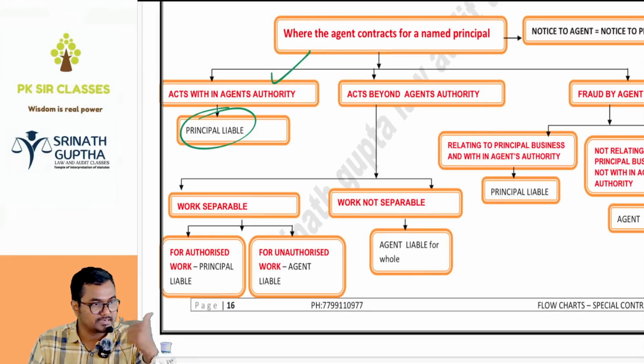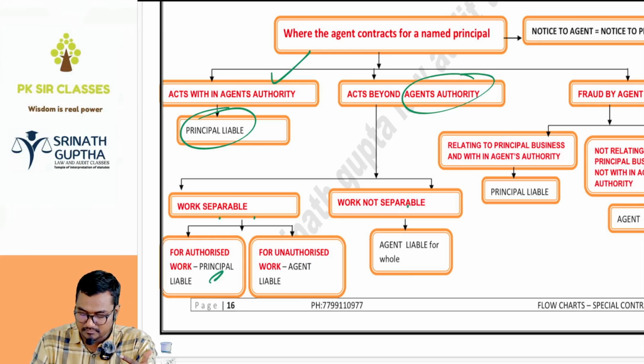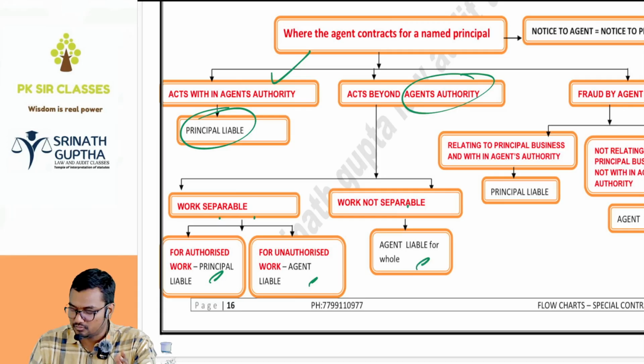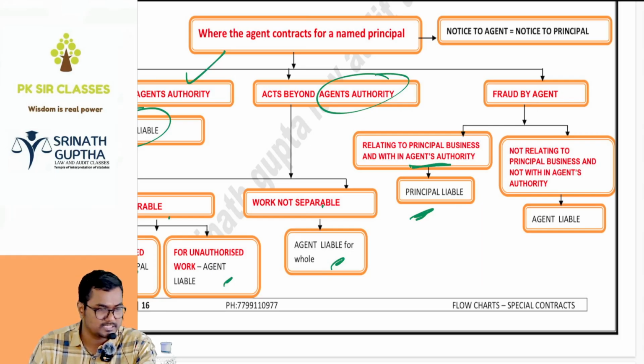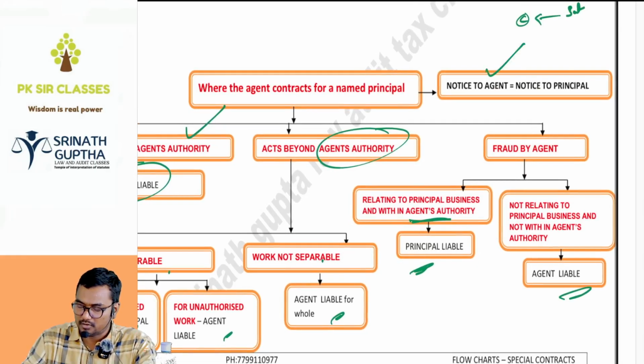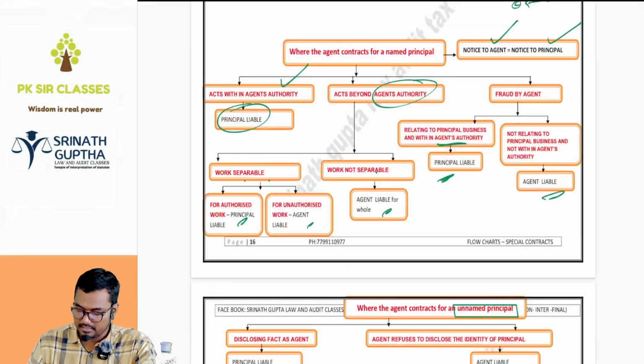Principal. If the agent is acting beyond his authority, see if the work is separable or not separable. If the work is separable, for authorized work, the principal; unauthorized work, the agent. If the work is not separable, for everything, who is liable? The agent is liable. If fraud is committed by the agent relating to the principal's business, who is liable? Principal. If the agent is doing some fraud not related to the principal's business, who will be liable? Agent. So notice can be sent to the agent and notice can be sent to the principal also.